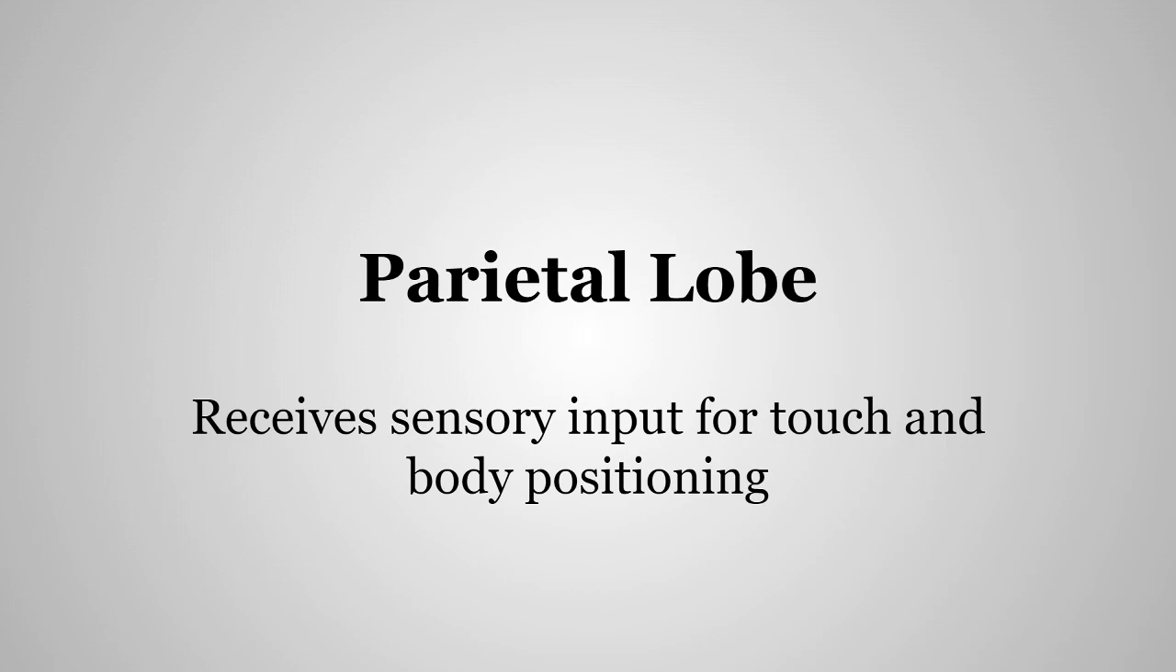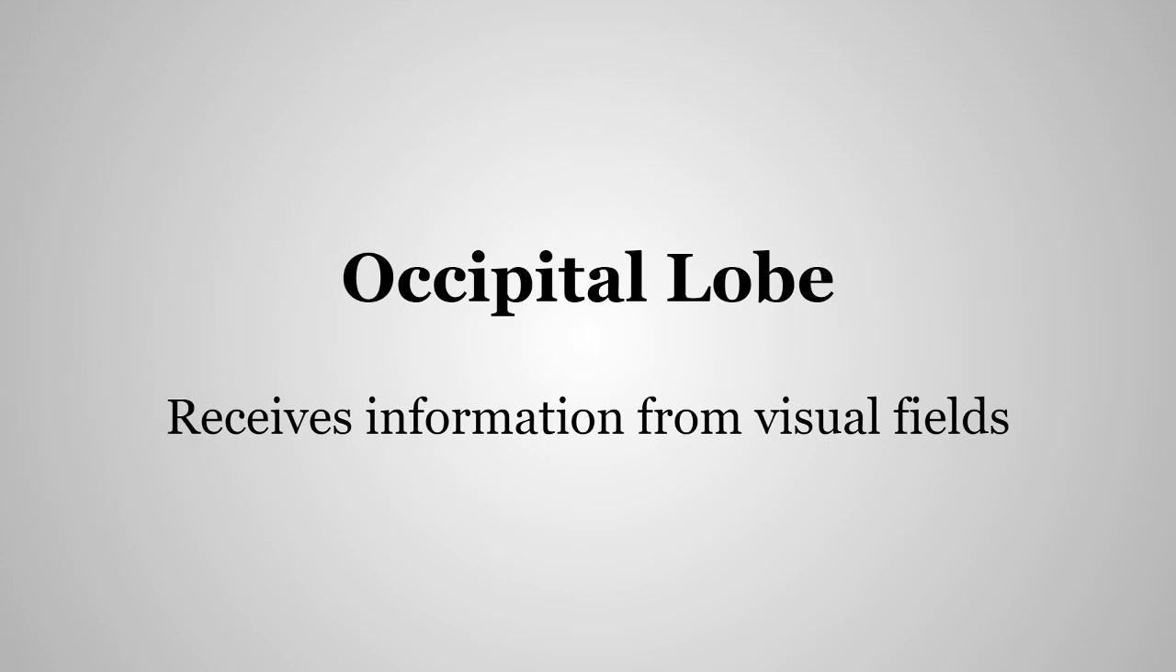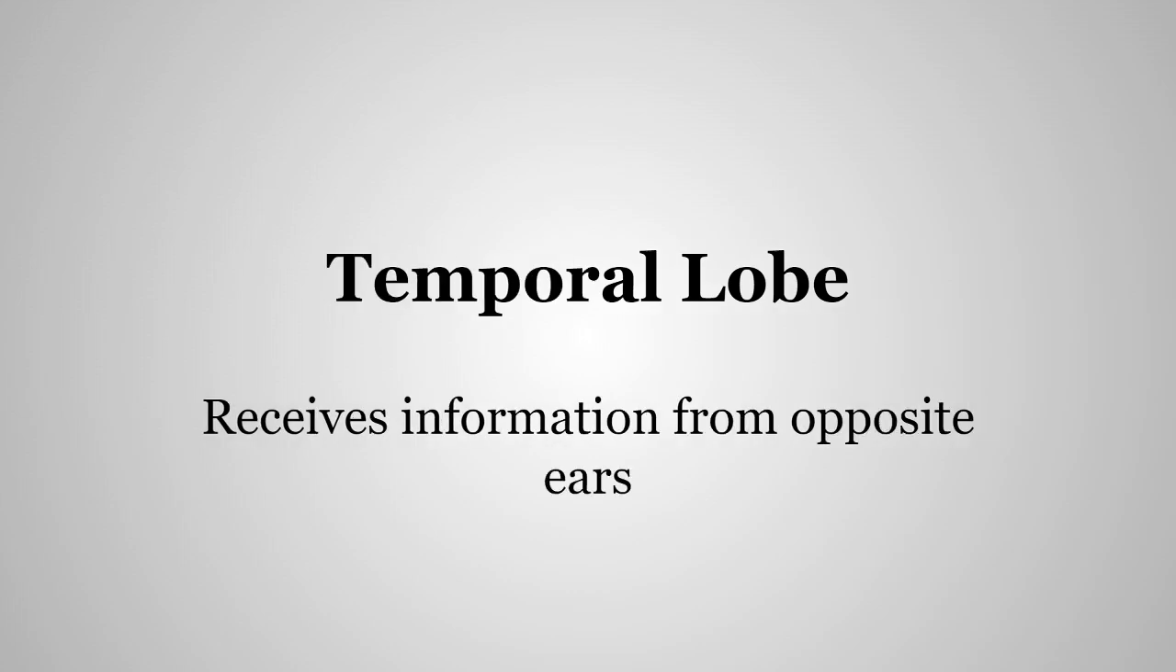So that parietal lobe is going to be at the back of the brain, but before the occipital lobe. The occipital lobe is at the very back of the brain. The occipital lobe receives information from visual fields. The temporal lobe. The temporal lobe receives information from opposite ears.